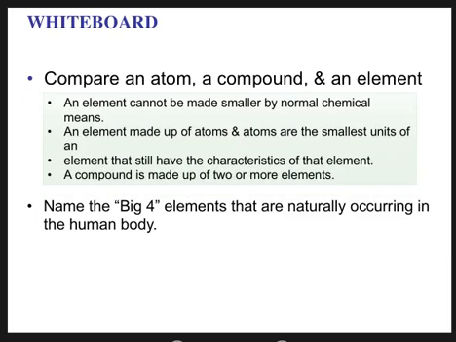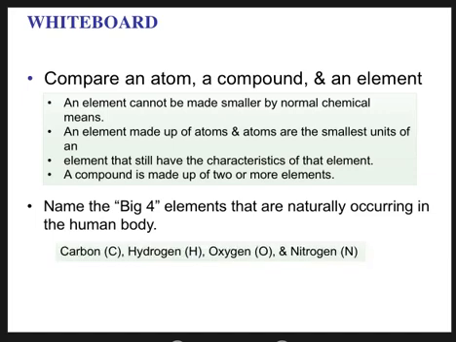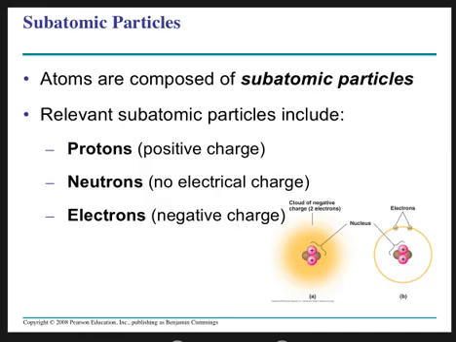Okay, so an element cannot be made smaller by normal chemical means. An element is made up of atoms, and atoms are the smallest units of an element that still have the characteristics of that element. And a compound is made up of 2 or more elements. The big four are carbon, hydrogen, oxygen, and nitrogen.